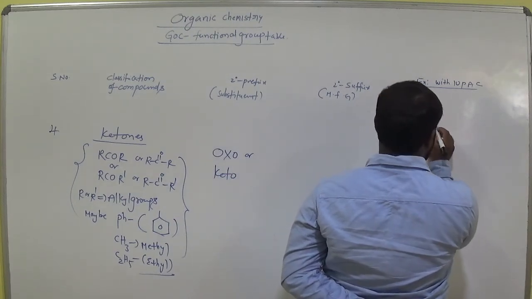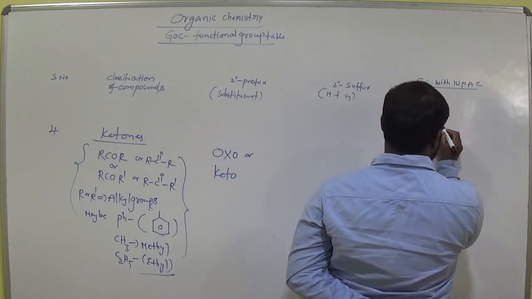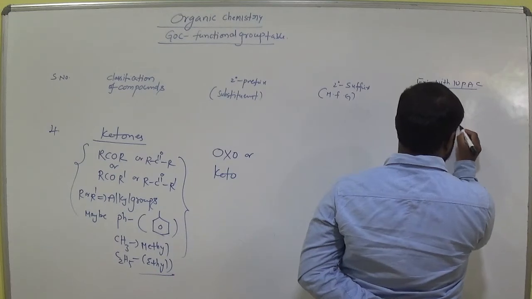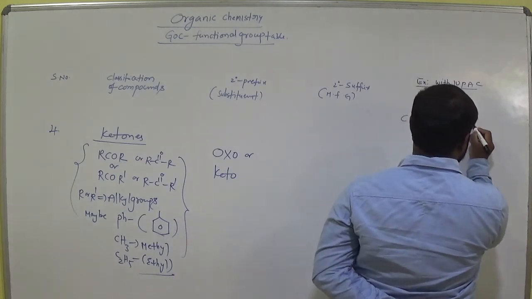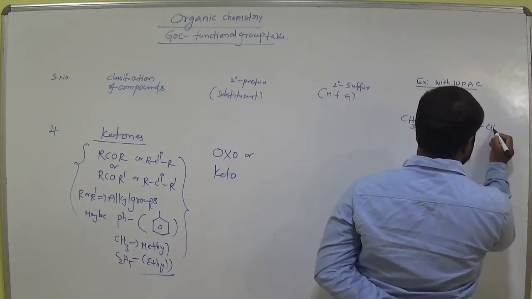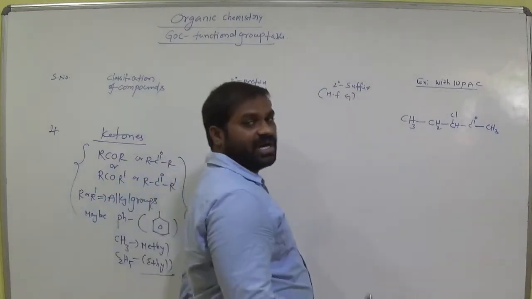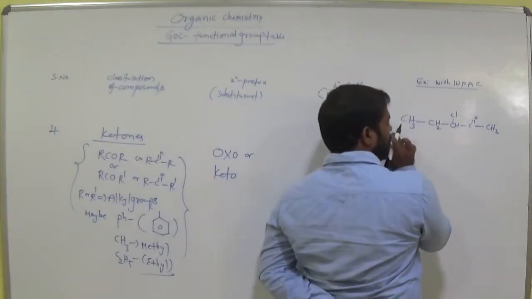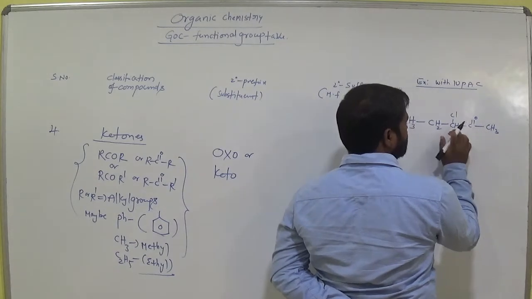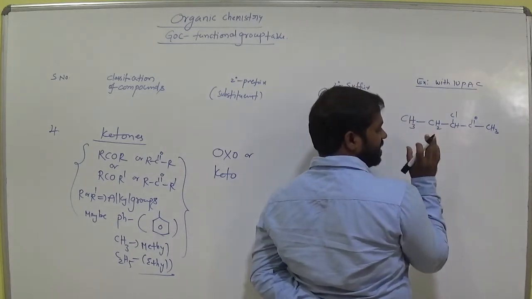One more example for you. CH3, CH2, CHCl, C double bond O, CH3. Chlorine is there. Chlorine is always a substituent. Now how many carbons does the main chain consist of? 1, 2, 3, 4, 5. 5 carbons are there.